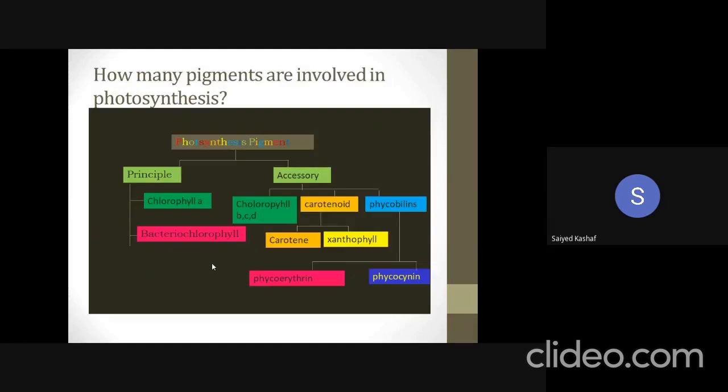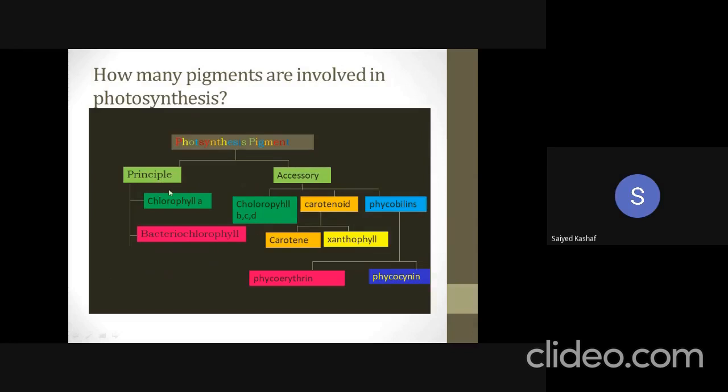So how many pigments are involved in photosynthesis? First of all, we will discuss what the pigments are, how they are involved, and how they capture the light, right? So photosynthesis has two types of pigments. One is the principal pigment or the main pigment, and the second one is the accessory pigments. So these are the supporter pigments.